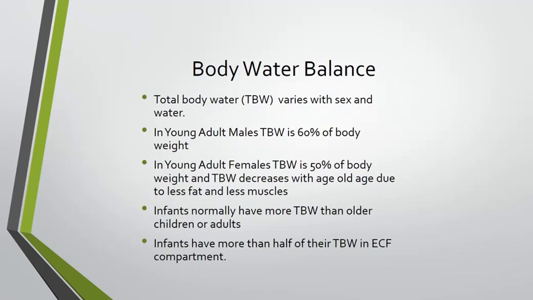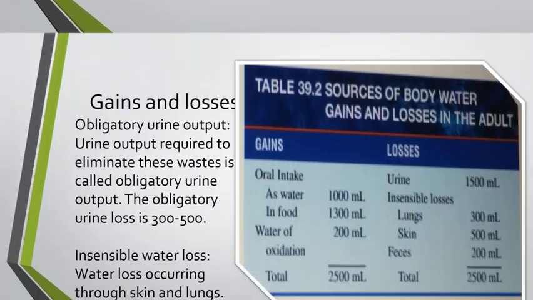The total body water in our bodies varies with sex and age. In young adult males it is about 60% of the body weight. In young adult females it is about 50% of the body weight, and it decreases with age. In old age, this is due to less fat and less muscle. Infants normally have more total body water than older children or adults. Infants have more than half of their total body water in the ECF compartment.